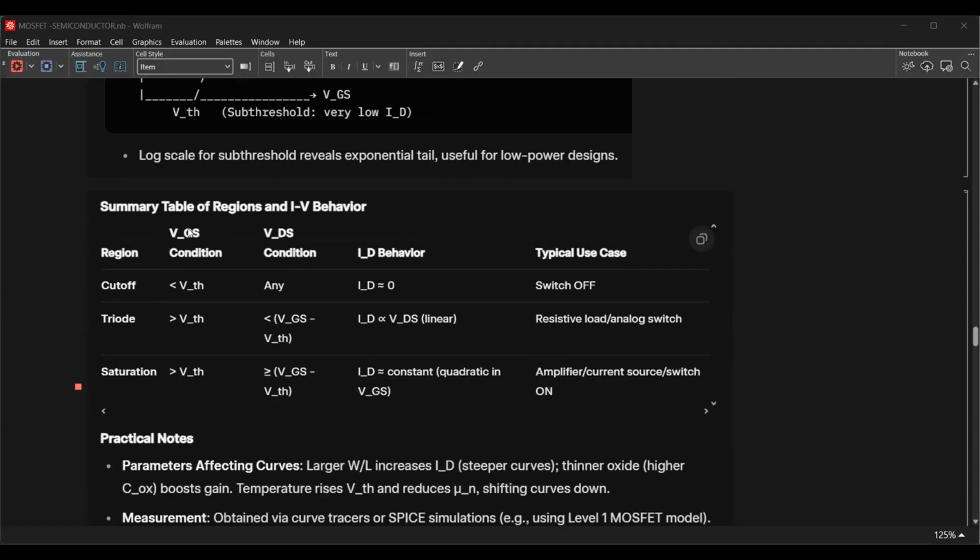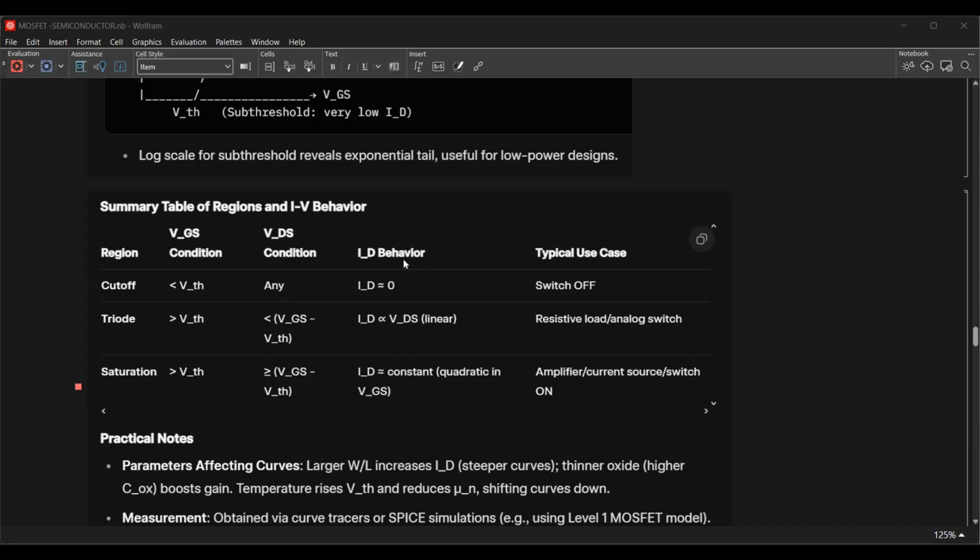The condition for the cutoff is VGS less than VTH. For the triode, VGS is greater than VTH. For the saturation, it is also greater than VTH. Now for the voltage between the drain and the source, the conditions are: in the triode, VDS is less than the difference between VGS and VTH. In the saturation, VDS is greater than or equal to VGS minus VTH.